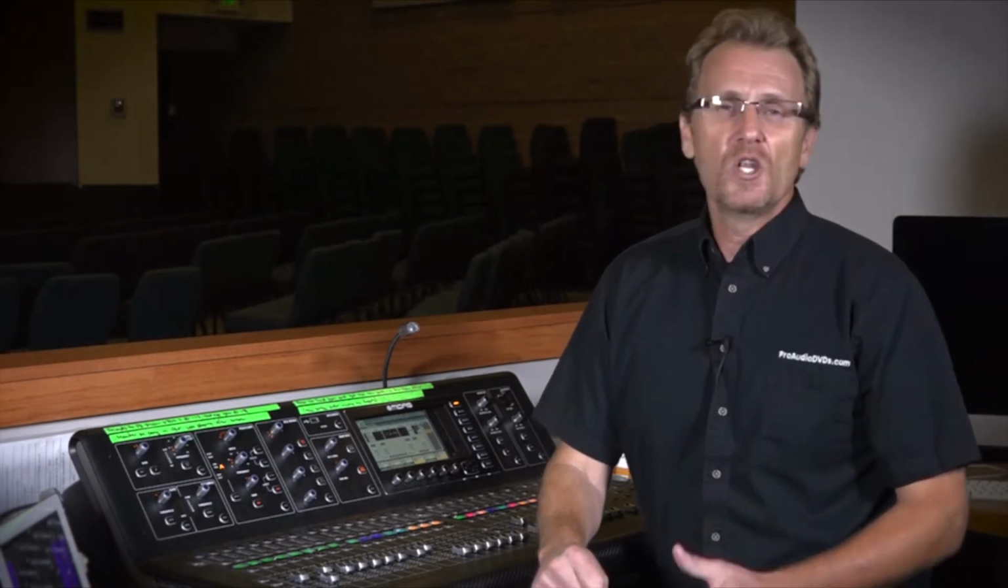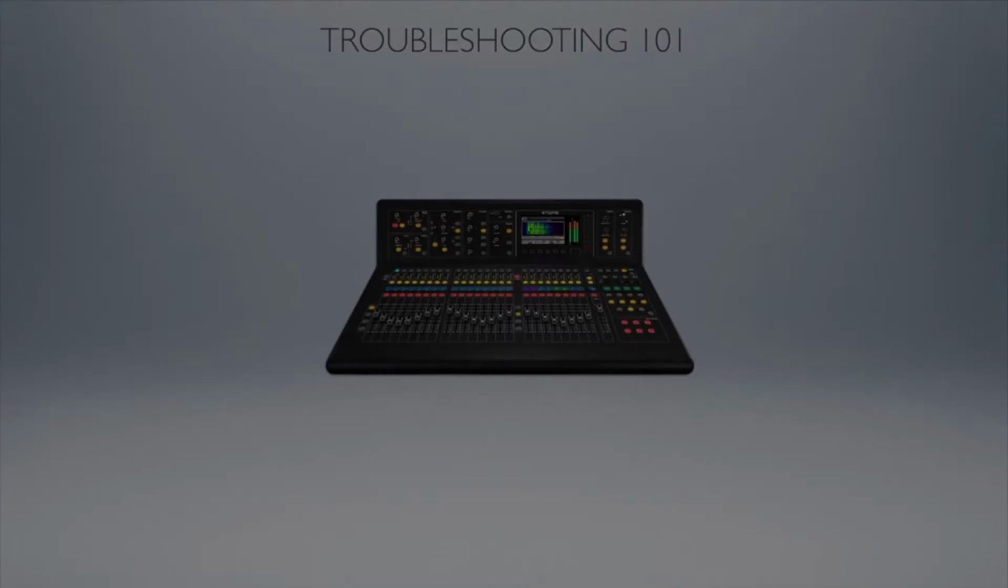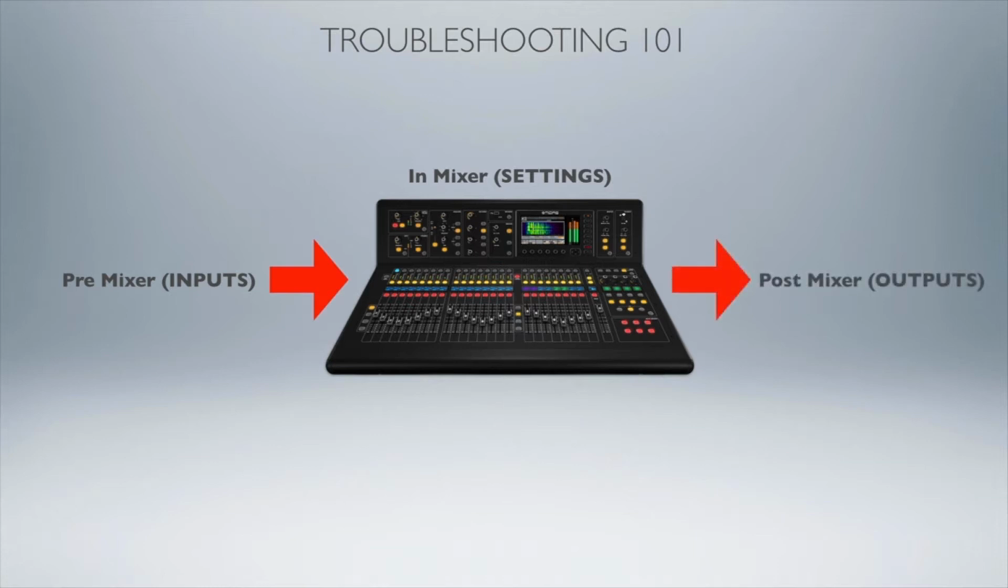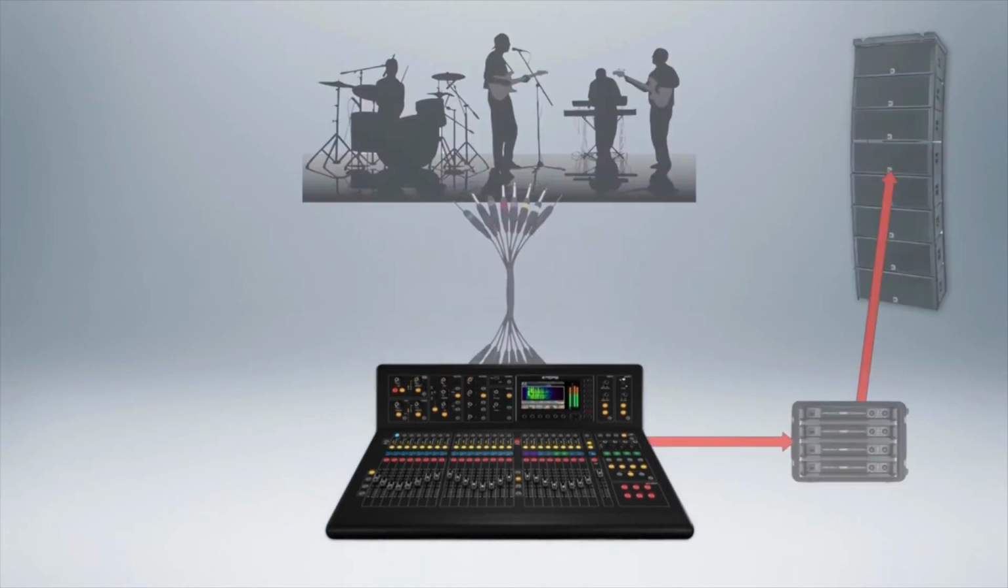But before we look into any of the specifics, let's look at the basics. Before we get bogged down in specifics, let's take a really high level view of this and look at where your problems will lie. They'll either lie in your pre-mixer, in other words, all of your inputs going into your mixer, or they'll come within your mixer, in other words, in some sort of settings that you haven't set correctly, or they'll come post-mixer in your outputs. So let's take an example like this.